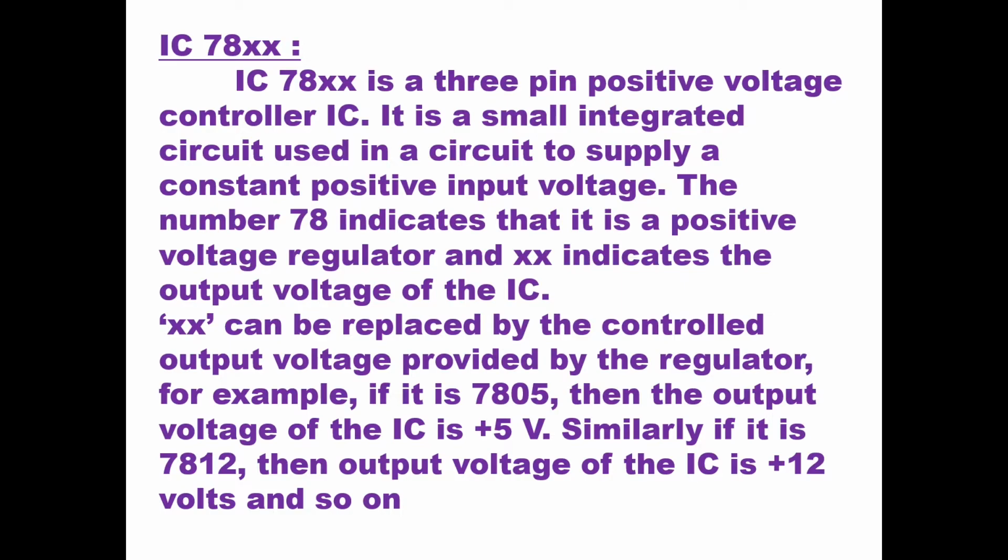For example, if it is 7805, then the output voltage of the IC is plus 5 volt. Similarly, if it is 7812, the output voltage is plus 12 volt. If it is 7815, the output voltage will be plus 15 volt. If it is 7818, then the output voltage will be plus 18 volt. So in that way it will go on. Once you know that it is a 78 series, it is going to produce a positive voltage, and after 78, whatever number you have will be the magnitude of the voltage coming out of that IC.